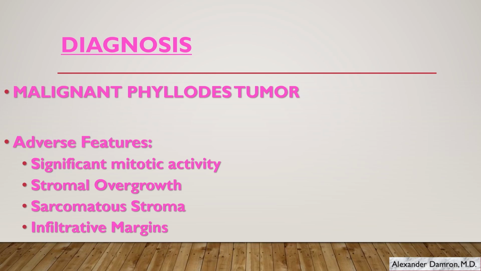So a malignant phyllodes tumor is going to have all of those adverse features, and this one had all of it, right? It had significant mitotic activity, it had stromal overgrowth, it had this atypical stroma, it even had infiltrative margins, which I didn't show you on those pictures, but it had all of the adverse features that fulfill the criteria to be called a malignant phyllodes tumor.